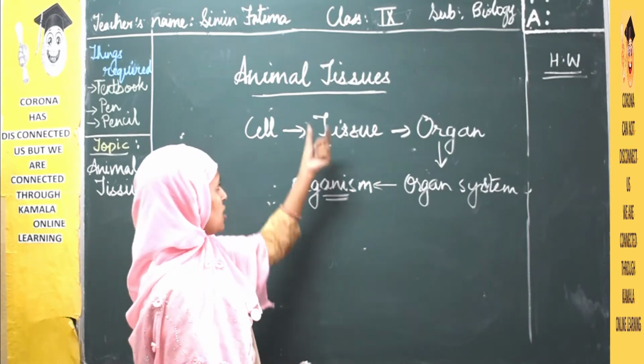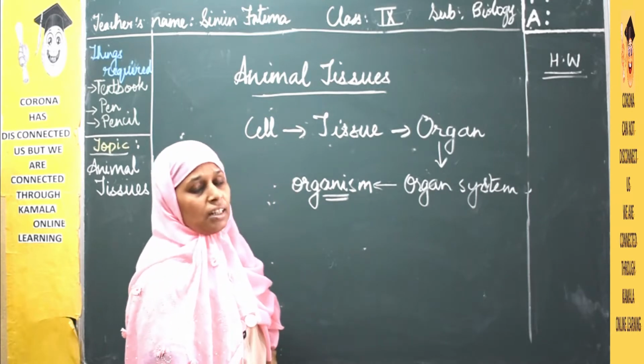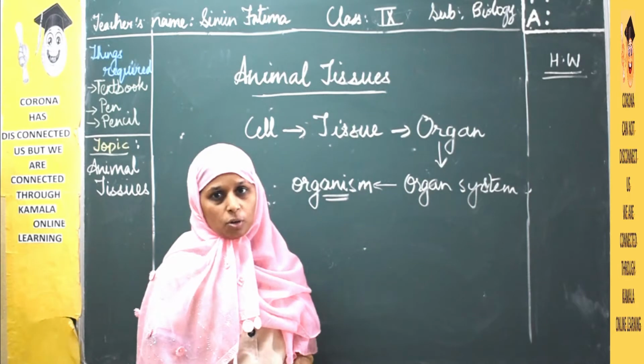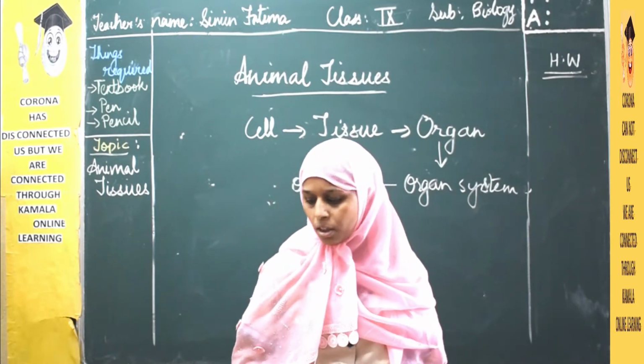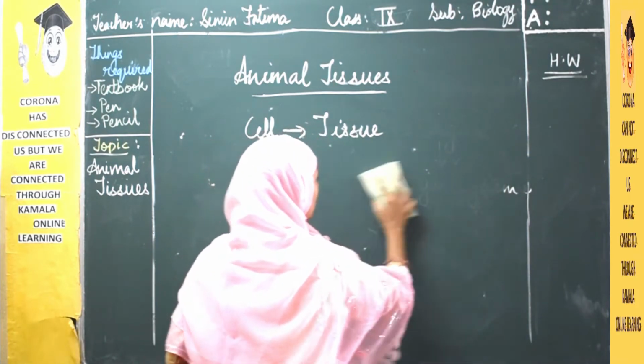Okay? So here in this chapter we will be briefly studying about the animal tissue. What are the animal tissues? What are various types of animal tissues? Where are they located? And what are the functions of each type of tissue? We are going to read that. So with the help of a flowchart, we will be reading about the animal tissue.